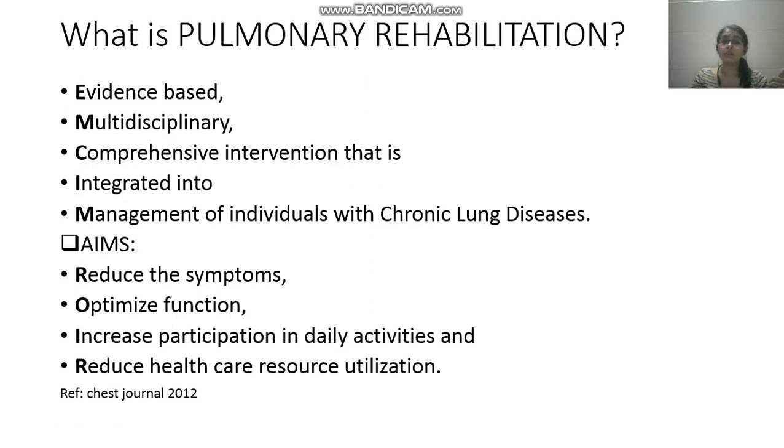The Chest Journal of 2012 says that pulmonary rehabilitation is an evidence-based, multidisciplinary, comprehensive intervention that is integrated into the management of individuals with chronic lung diseases. Pulmonary rehabilitation aims at reducing the symptoms, optimizing the function, increasing the participation of the patient in their daily activities, and reducing their utilization of healthcare resources.